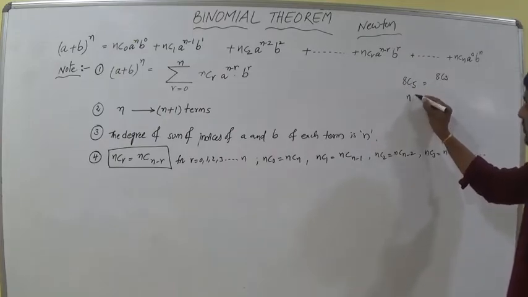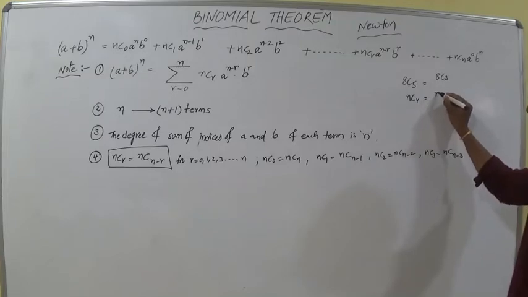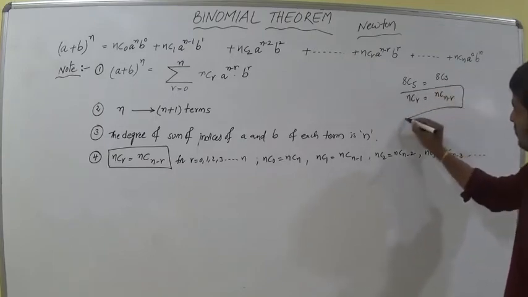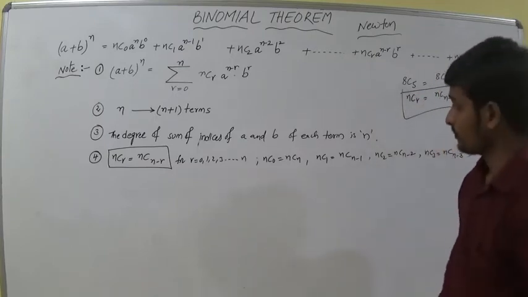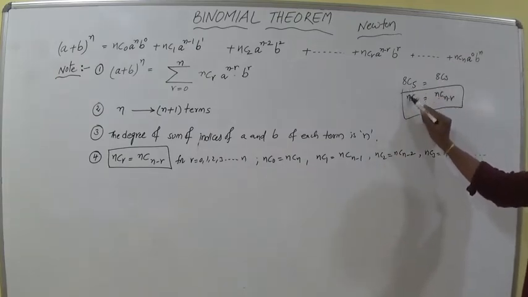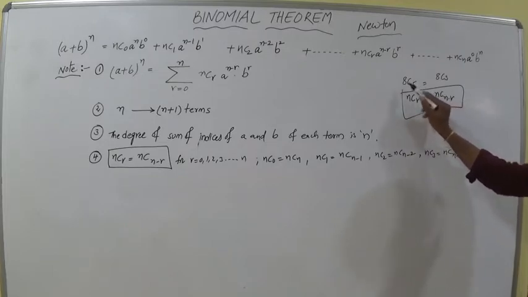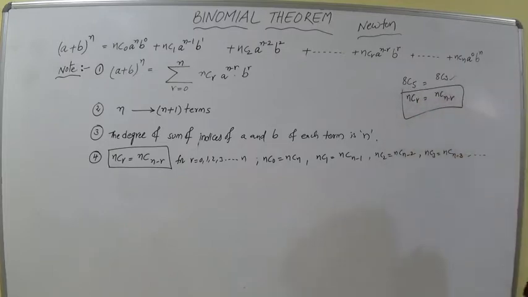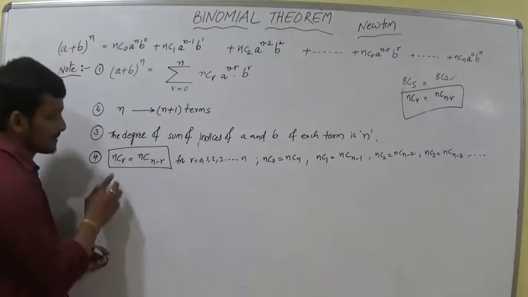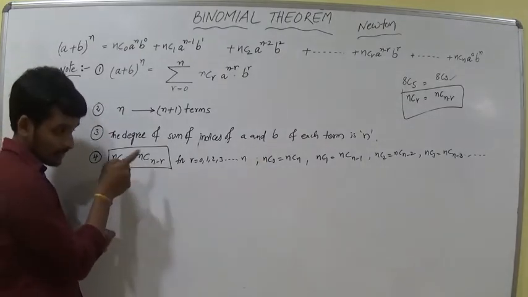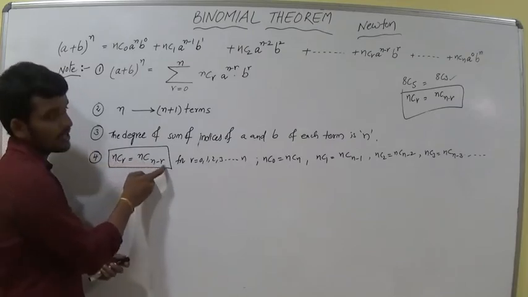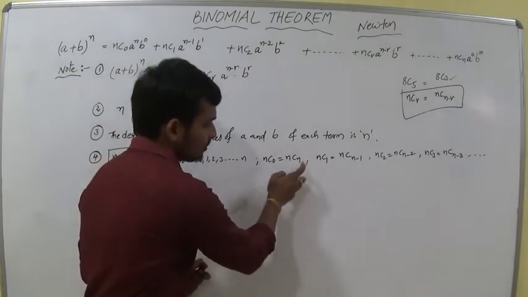The same I am telling you, nCr is equal to nC(n minus r). We have discussed this topic in the last class. 8C5 is equal to 8C(8 minus 5), which is 8C3. So I am keeping 0 in the place of r in this formula. So nC0 is equal to nC(n minus 0), that means nCn.